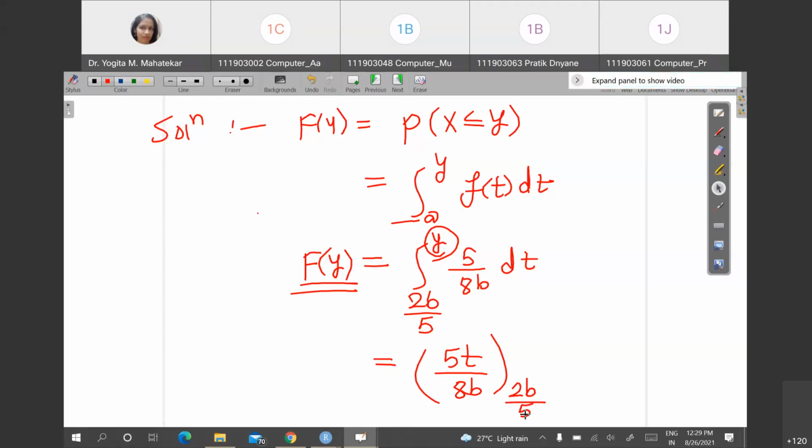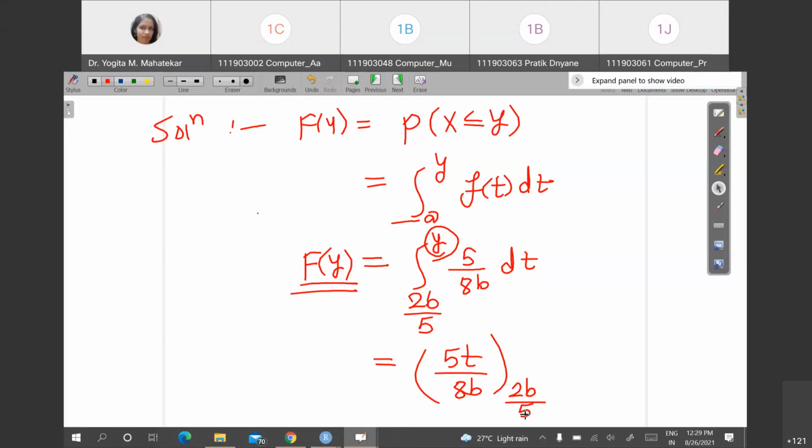So here I'm just finding capital F of y first, and of course, I'll be defining it. Whatever answer of this integration you get will be defined for 2b upon 5 up to 2b. It will be 0 for y less than 2b by 5, and it will be 1 for y greater than or equal to 2b. That splitting we still have to make. Let me first of all integrate. Understood or not? So splitting I'm yet to write.